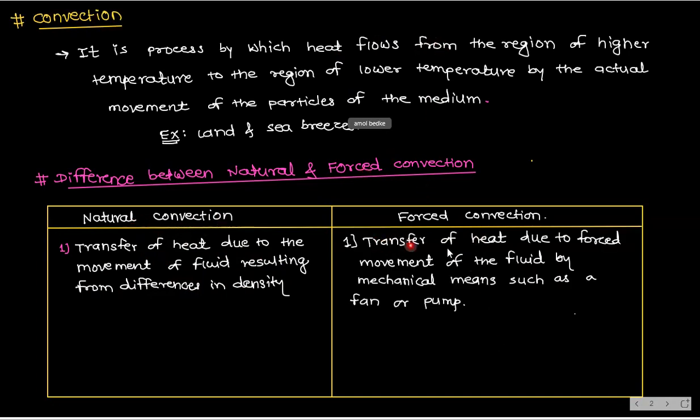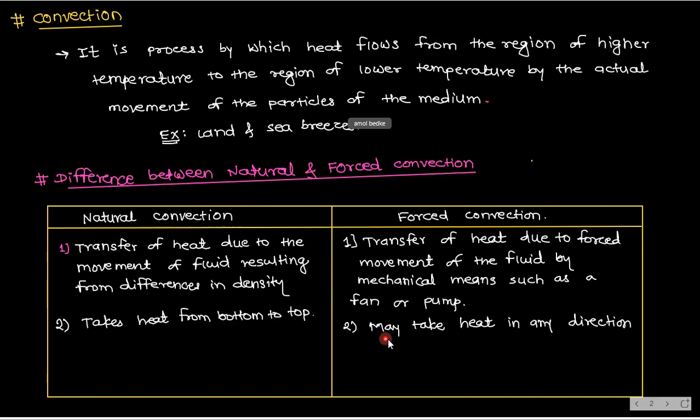In forced convection, there is transfer of heat due to forced movement of the fluid by mechanical means such as a fan or pump. Basically an exhaust fan, something like that. Next, natural convection takes heat from bottom to top, whereas forced convection may take heat in any direction. One more example: natural convection examples are sea and land breezes, and forced convection is exhaust fans. Understood? Note down.